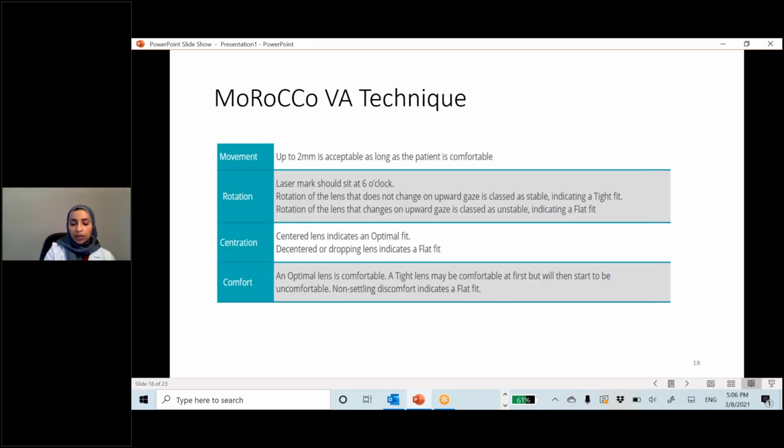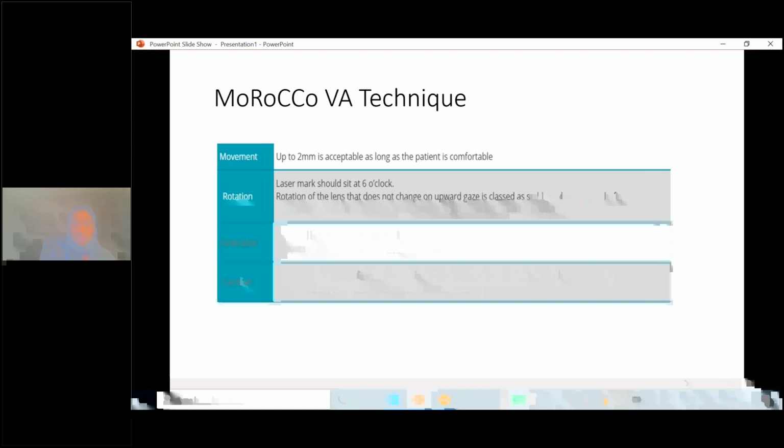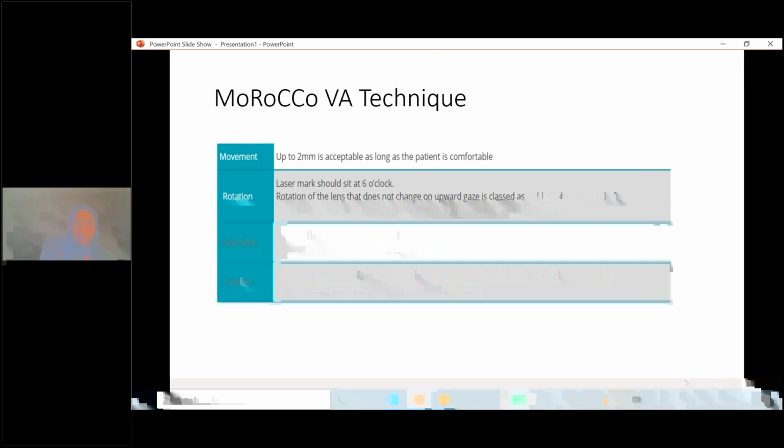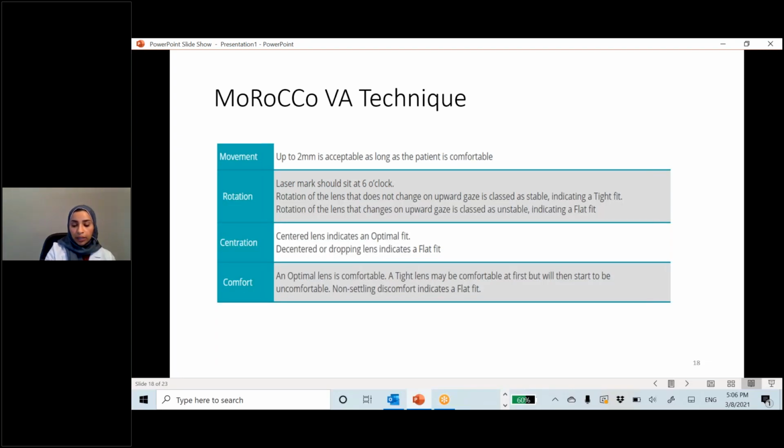If the lens is rotated more than 10 degrees and it's kind of locked on, so say 15 degrees or 20 degrees, and holding steady between the blink and up gaze, that suggests the lens is fitting too tight. If we see that rotation mark swinging, that is unstable rotation, and that's suggesting that the lens is loose. The reason they call it a dynamic assessment is that while we are breaking this down into MOROCCO, we are actually looking at them all together.